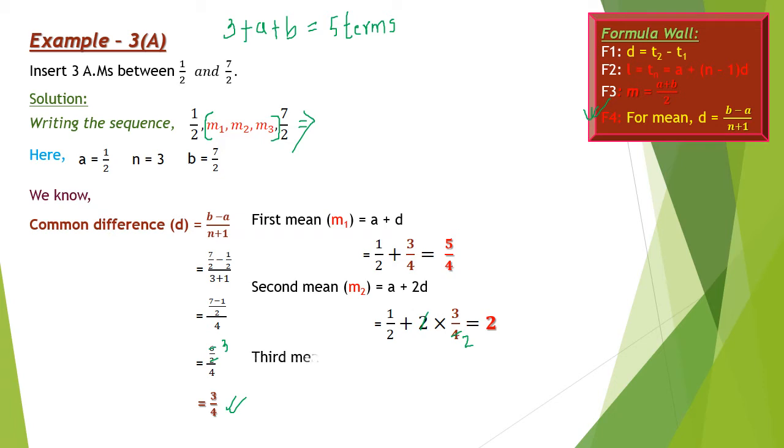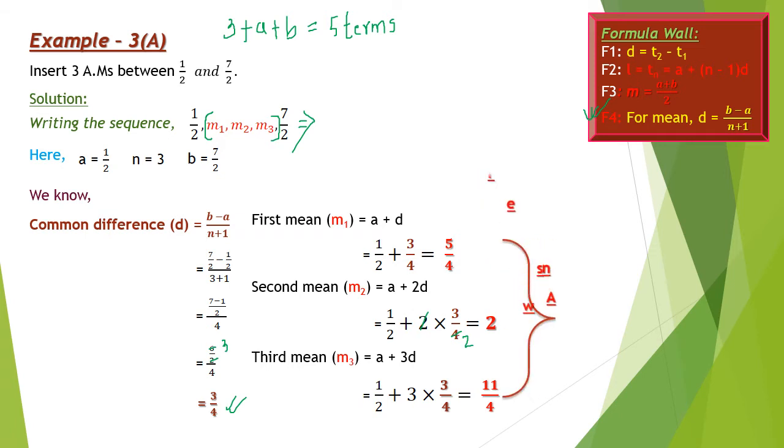Now the third mean, m3, is equal to a plus 3d, and a is 1/2 plus 3 into 3/4. Now it is 11/4. So these are our 3 arithmetic means between 1/2 and 7/2. That's our answer.